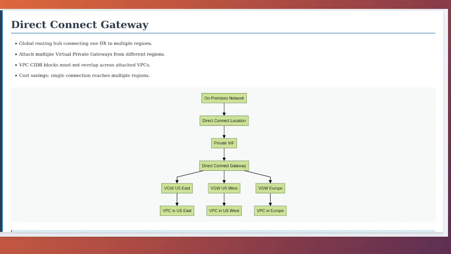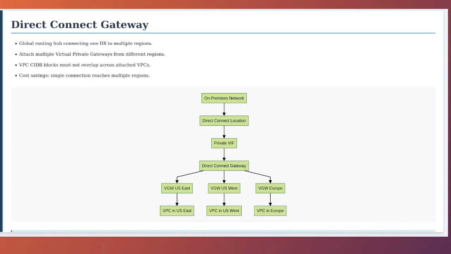Direct Connect Gateway changes this model. It acts as a global routing hub that sits between your Direct Connect connection and multiple virtual private gateways across different regions. You associate your private virtual interface with the Direct Connect gateway instead of directly with a virtual private gateway. Then you can attach multiple virtual private gateways from different regions to the same Direct Connect gateway.